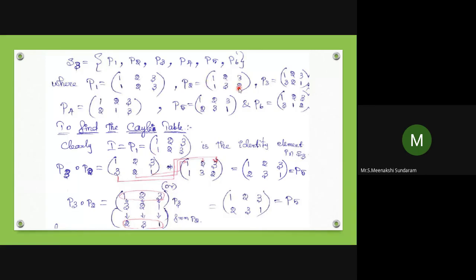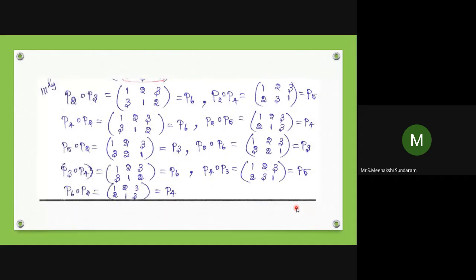3 maps to what? In P2, 3 maps to 2. That's why instead of 3, I can write down 2. And 2, I can write down the value 3. 1, I can write down the value 1. Now 1 maps to 2, 2 maps to 3, 3 maps to 1. That is P5. That is also possible. This is the way of combination.